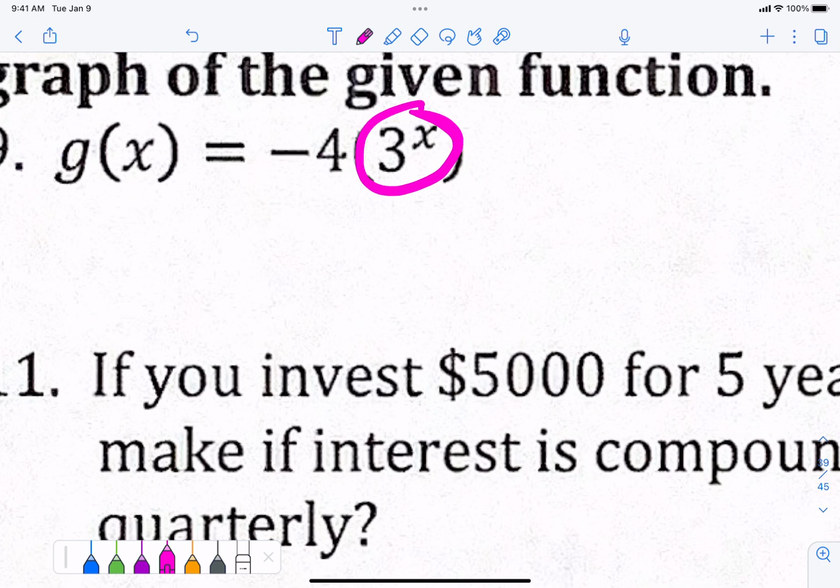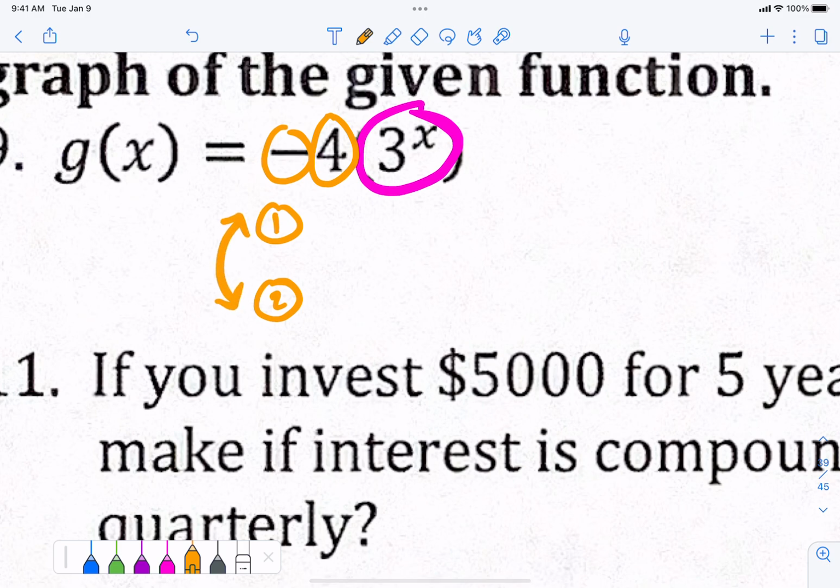So here we have 3 to the x power as my parent, so you don't have to determine what the 3 is doing. How many other things are happening to it? 2. The negative and the 4 are separate. Which one is happening first? Simultaneously. You can switch these two around. The 4 and the negative are happening at the same time.